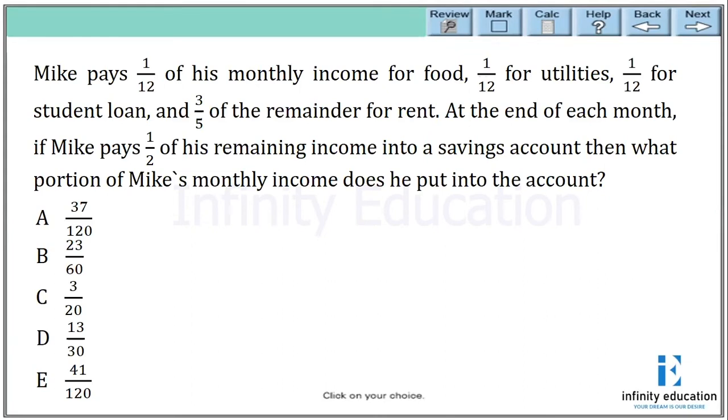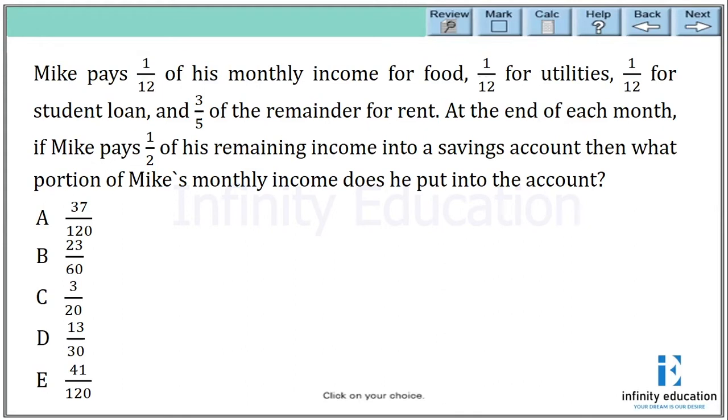Mike pays 1/12 of his monthly income for food, 1/12 for utilities, 1/12 for student loan, and 3/5 of the remainder for rent. At the end of each month, if Mike pays 1/2 of his remaining income into a savings account, then what portion of Mike's monthly income does she put into the account?